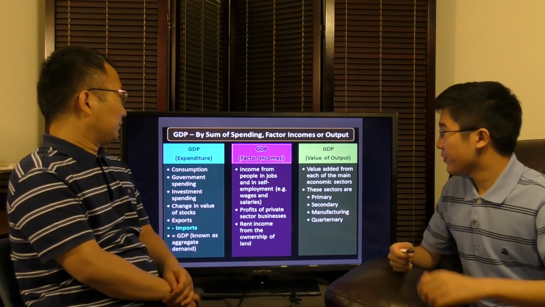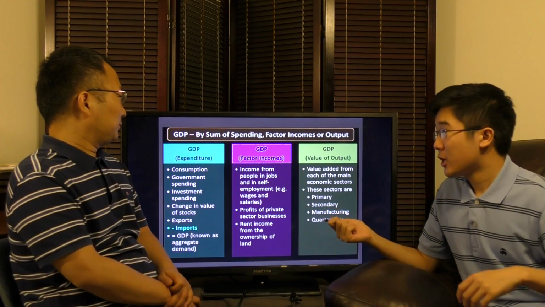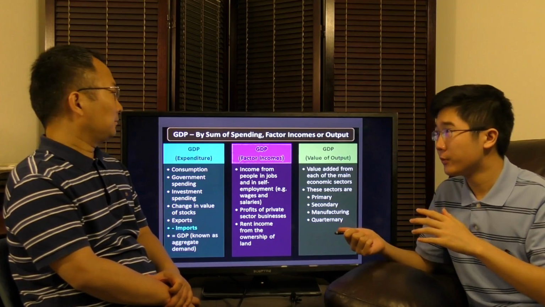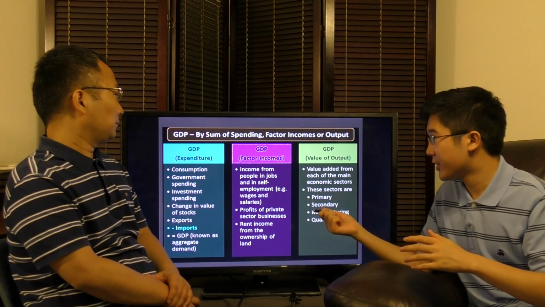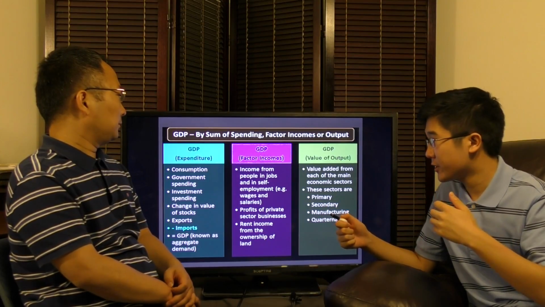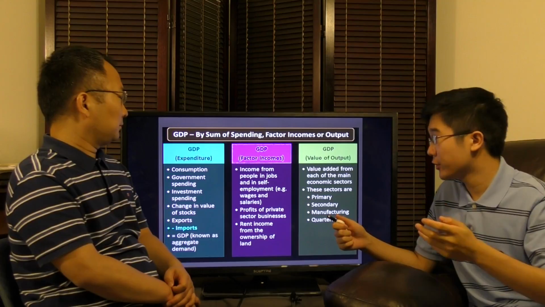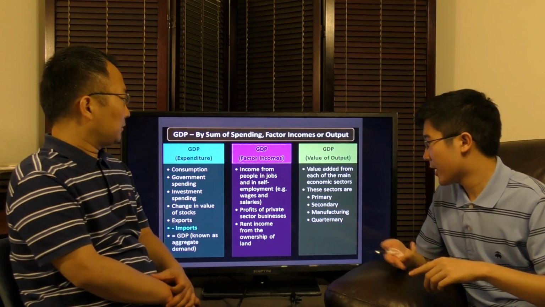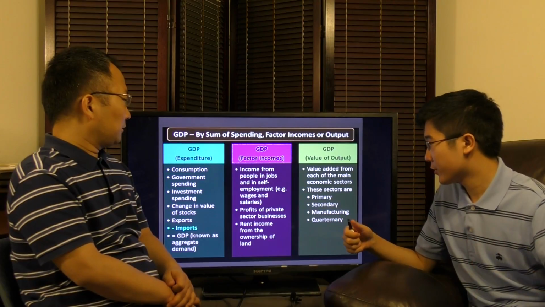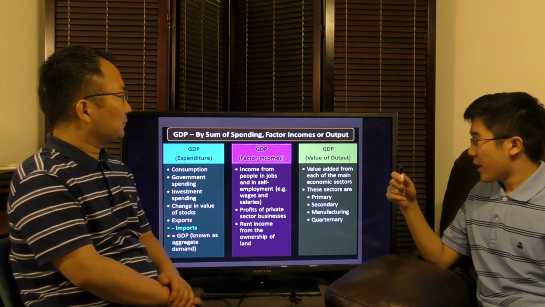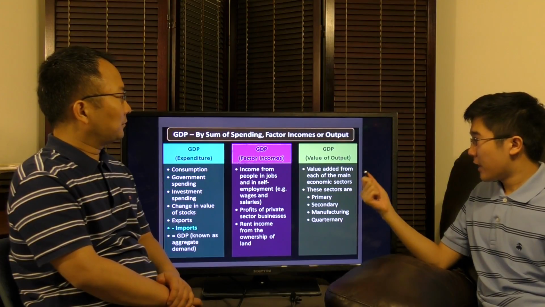The second way is factor incomes. From the flow chart, our main point was that total inflow equals total outflow. Outflow in this case is factor incomes, which means inflow is total spending on final goods. So we count the outflow, and we know the inflow. Factor incomes include wages, salaries, profits, and rent, which we talked about in previous videos.